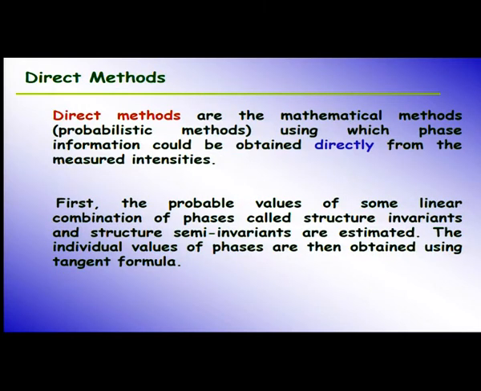And these direct methods are the mathematical methods involving probabilistic methods, which approximate only, using which phase information could be obtained directly from the measured intensities. It never signifies directly, means very simple, no complicated mathematics are there. Here the probable values of some linear combinations of phases called structure invariants and structure semi-invariants are first determined. Then using that, the individual values of the phases which are going to be used in the Fourier synthesis for this Bragg reflection HKL are obtained using the tangent formula.